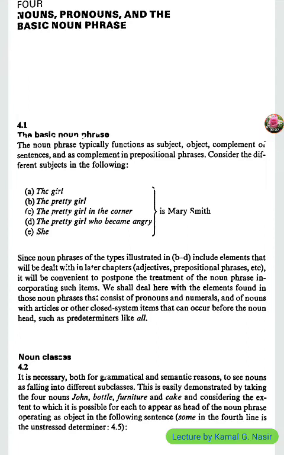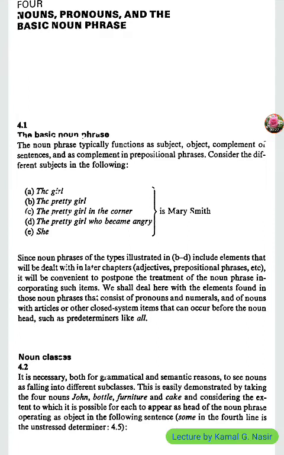In the previous chapter we talked about the verb phrase and types of verbs and verb phrase. Now we arrived at chapter 4. We have nouns, pronouns and the basic noun phrase. Good. The basic noun phrase, look at these sentences.